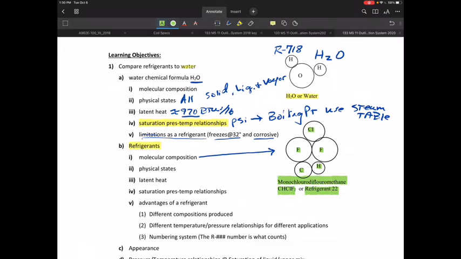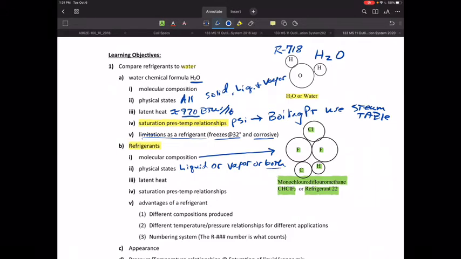Now, let's talk about physical states. Specifically, there's only 2 that we're really going to run into. As a general rule, we're going to see this as a liquid, or a vapor, or both. It could be a combination of the 2 depending on where we're at. Obviously, from the last chapter, you probably realize that if you're at saturation, you could be both.